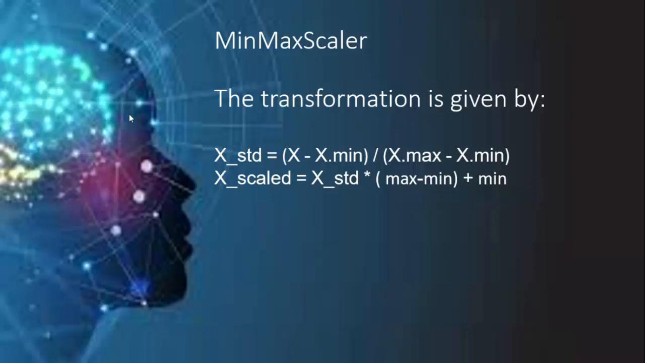Here, x is an element of a particular instance. So what min-max scaler does is that it first subtracts the minimum of x's from x and divides the result by the difference of x's max and min. This intermediate result is now multiplied by the range, that is max minus min, and then the min is added. Min and max are nothing but feature ranges.